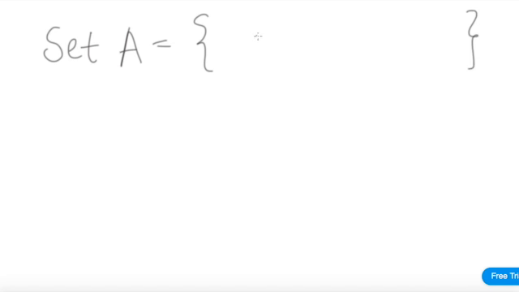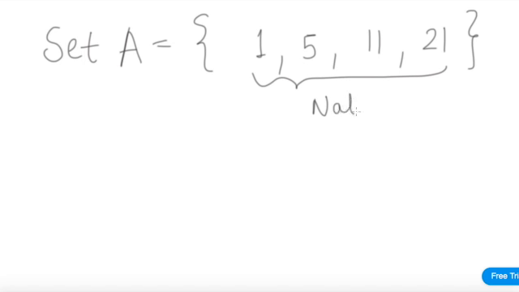What exactly is closure property? We all know a set. A set A contains elements. This is a set of natural numbers.